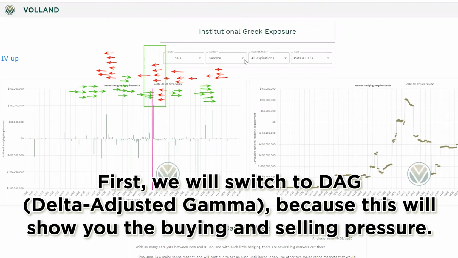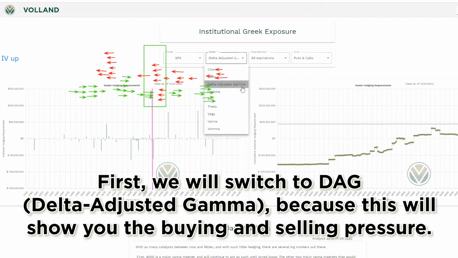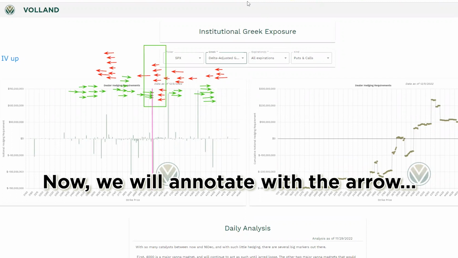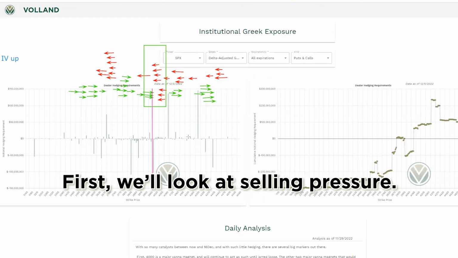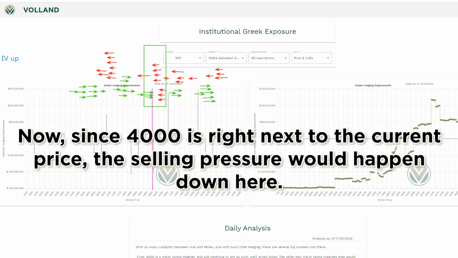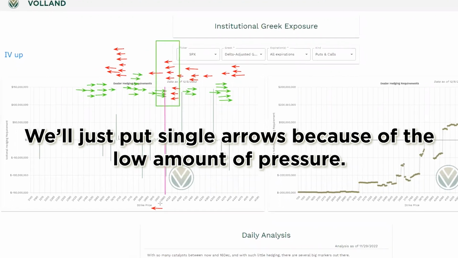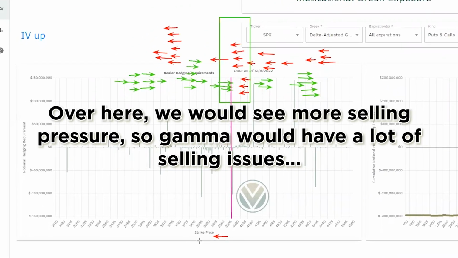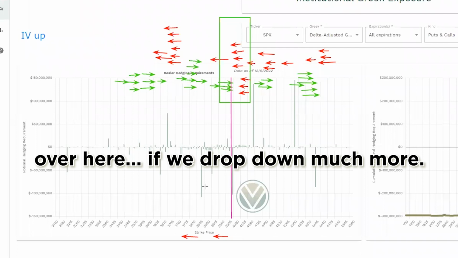But first, we will switch to DAG because this will show you the buying and selling pressure. Now we will annotate with the arrow. First, we'll look at selling pressure. Now, since 4,000 is right next to the current price, the selling pressure would happen down here. We'll just put single arrows because of the low amount of pressure. Over here, we would see more selling pressure. So gamma would have a lot of selling issues over here if we drop down much more.